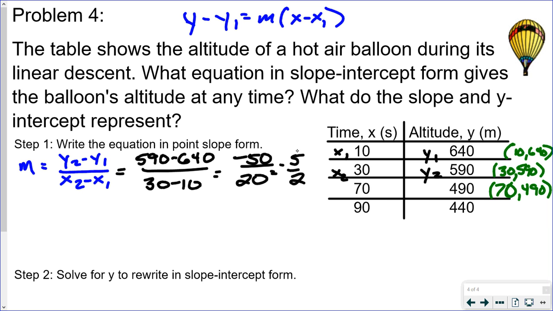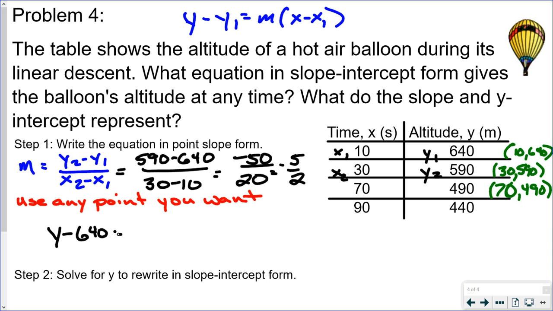And so now I just need a point and pick any of the points that I want. It doesn't matter. So let me just put a point here. Use any point you want. It's probably not proper English, but that's okay. And then I'm just going to plug it in. So y minus, I'm going to use this first point. So I'm going to use 640 for my y1. So y minus 640 equals the slope, negative 5/2, times x minus the x1, which is 10. And that's it. I'm done.